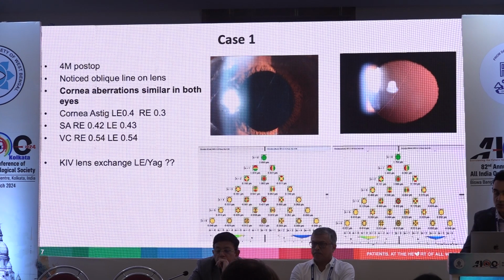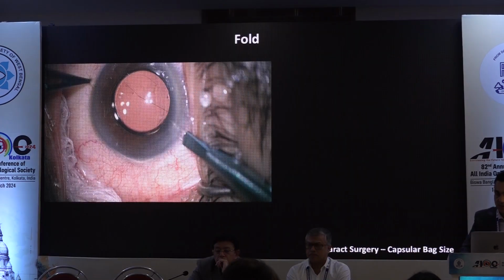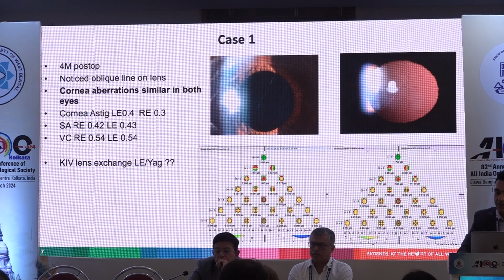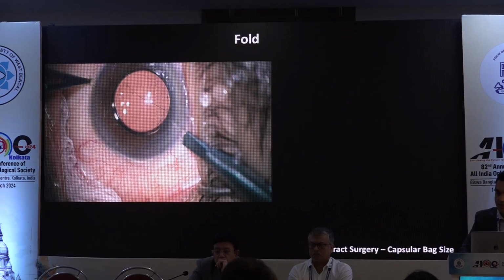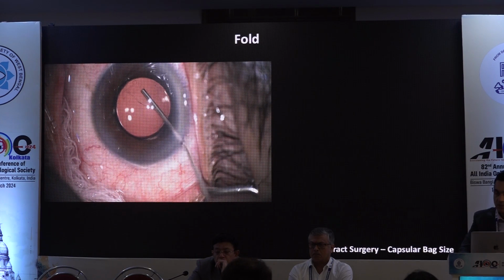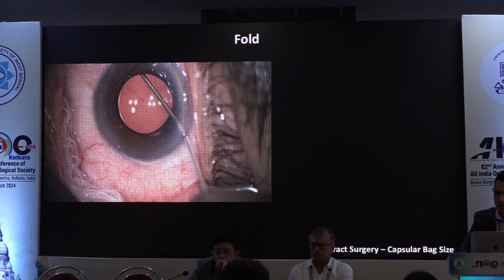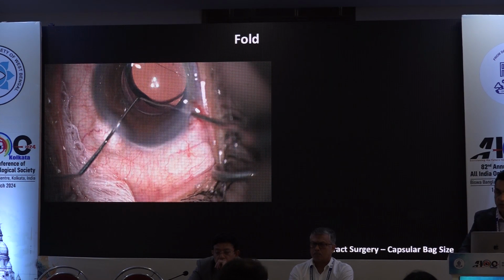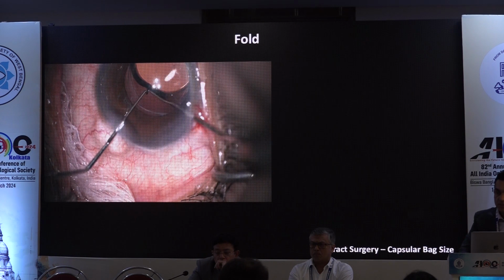The options were either to do a lens exchange or just do a YAG. Obviously if you do a YAG first, and the fold is on there, with a mark on the lens, it's going to make your lens exchange slightly more difficult. So I thought, let's have a look at the capsule in a little bit more detail. When I took her to OT, it was quite simple to see what was going on, because once I started to shift the lens across from side to side, the crease itself just starts to disappear.